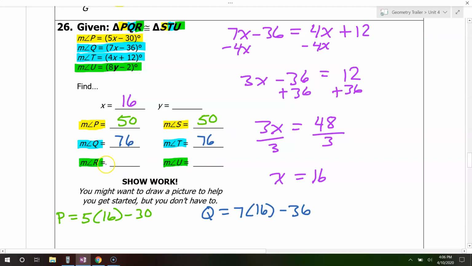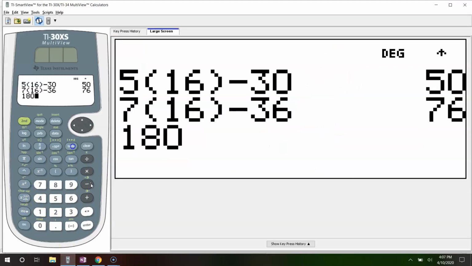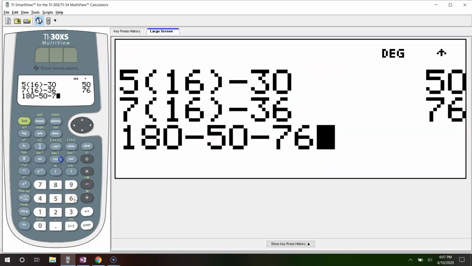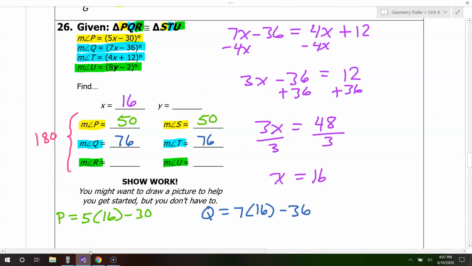Now, we need angle R, but we don't know what y is, so we can't find angle U, and we don't have an expression for angle R. So what are we going to do? Well, we remember that the sum of all three angles in a triangle has to add up to 180. And we have 2 out of 3 of the angles already. So we should be able to subtract these 2 angles from 180. So let's see, 50 and 76. That's 126, and 180 minus 126 is 54. So the remaining angle must be 54 degrees.